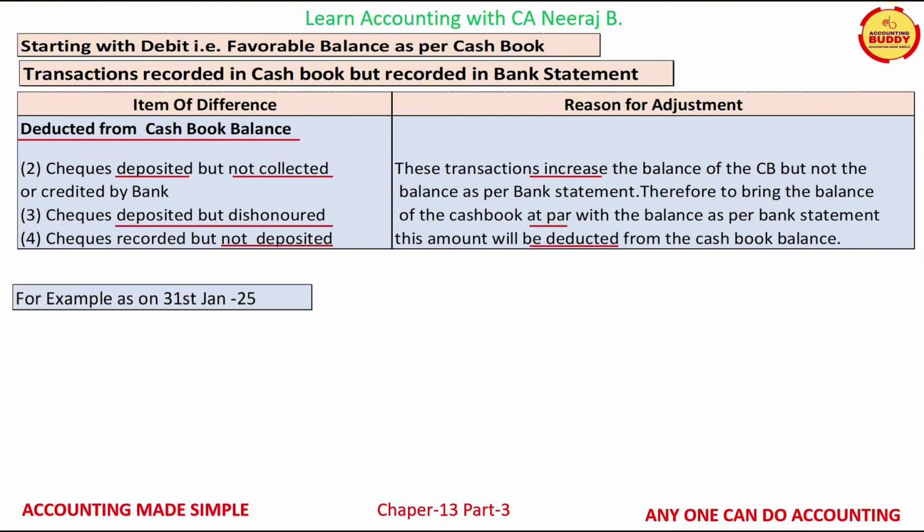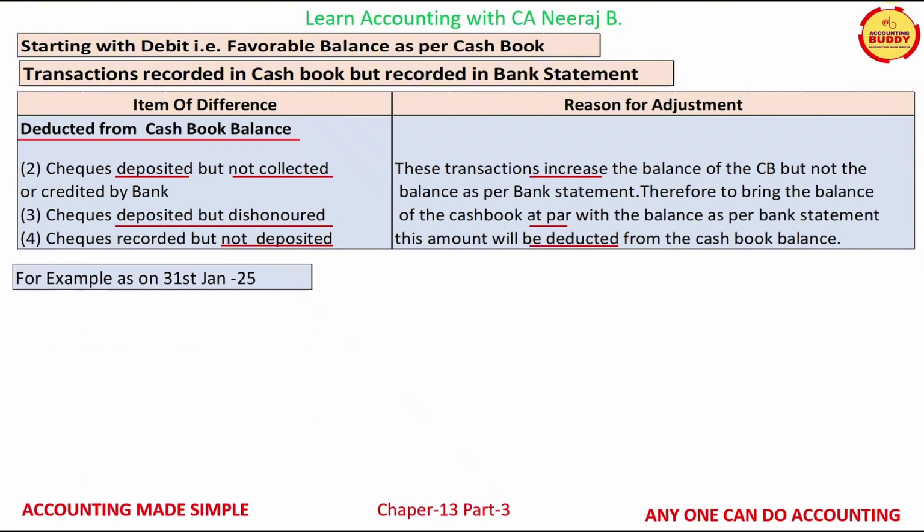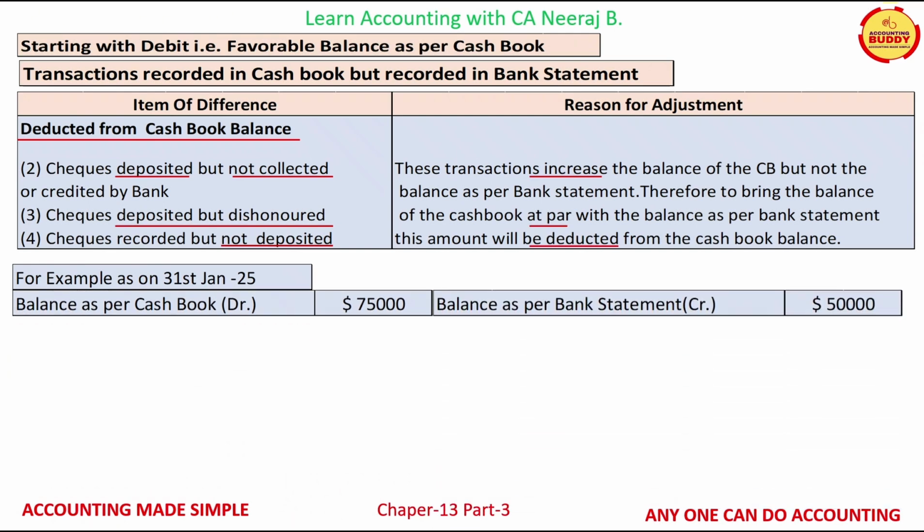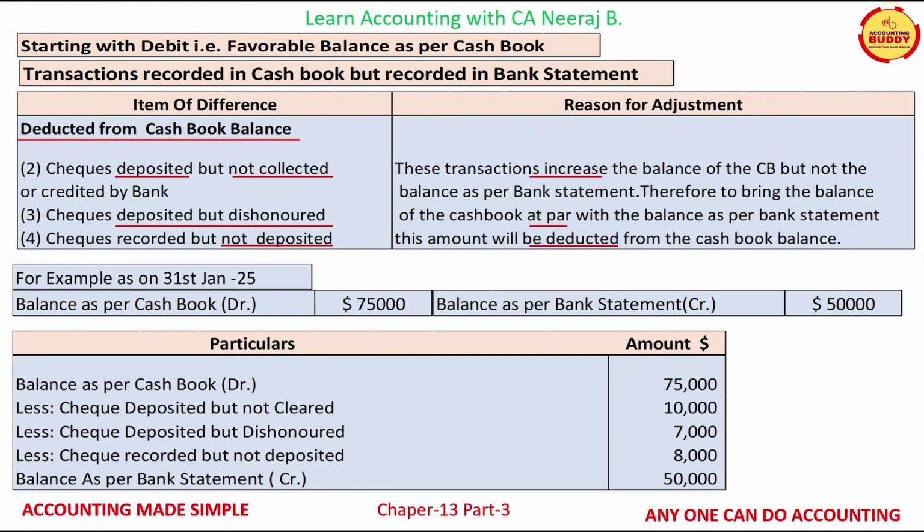For example, as on 31st March 25, the debit balance as per cash book is $75,000 and the credit balance as per bank statement is $50,000. Now, if we start the bank reconciliation statement with the $75,000 debit balance as per cash book, we need to reduce the unmatched transactions of the checks deposited but not cleared, checks deposited but dishonored, and the checks recorded but not deposited. The value of all these unmatched transactions will be deducted from the cash book balance to arrive at the $50,000 credit balance as per bank statement.